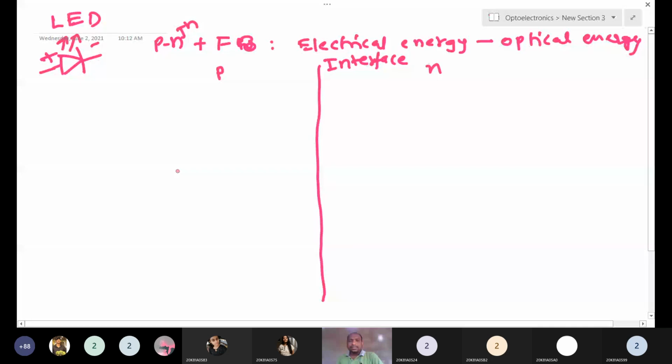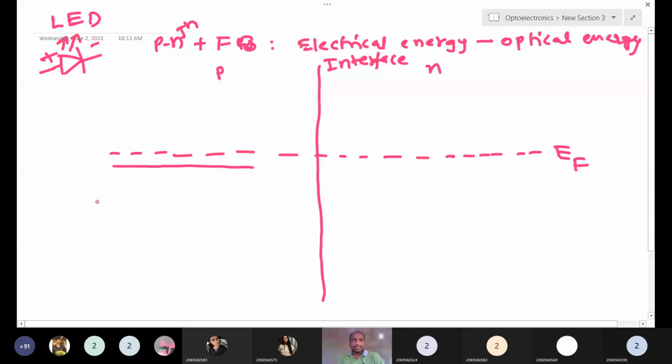That means the Fermi level is constant throughout the semiconductor. That is for an easy explanation. After that, for p-type semiconductor, the Fermi level is close to the valence band, and the conduction band is away from the Fermi level. This is the same thing we discussed a few classes back, EC and EV. Here also, for n-type semiconductor, the Fermi level is close to the conduction band and away from the valence band. Again EC and EV.